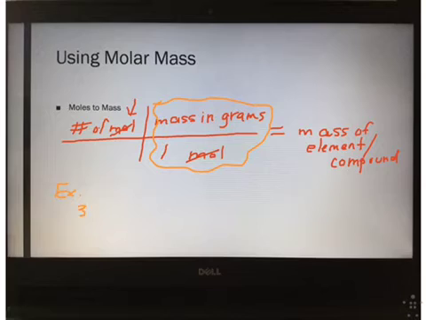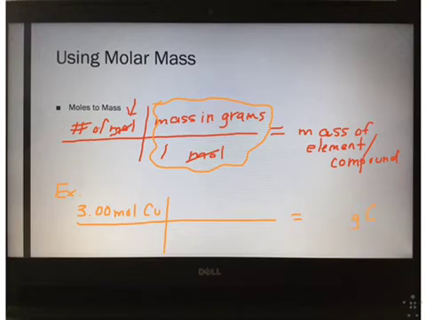So for instance, here's an example. We'll say that it wants me to find the mass of 3 moles of copper. That's what it gives me. So I'm going to follow this outline to get the grams of copper that it asks for. It's saying how many grams of copper are in 3 moles of copper. So I just use my molar mass to convert. Since moles are on the top here, the 1 mole part goes on the bottom, and it's going to be copper.